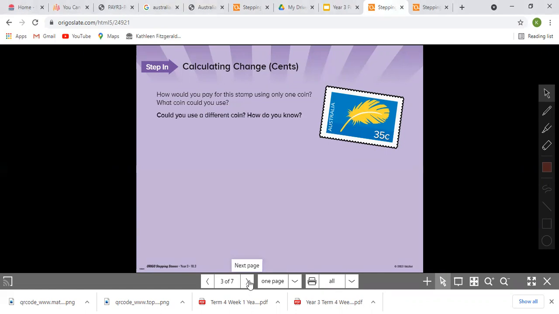Okay, we've got a choice there depending on what we've got in our pocket. The smallest coin we could use would be a 50-cent coin. And then we would know that 50 cents minus 35 cents is 15 cents. So we should be receiving 15 cents back in change. If we were to give them $1, then we would need to do 100 minus 35 is 65, or $1 minus 35 cents is 65 cents.